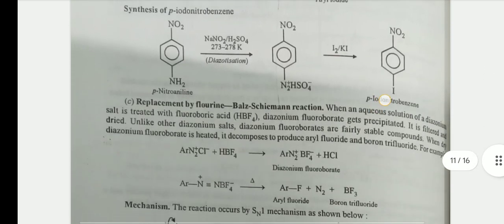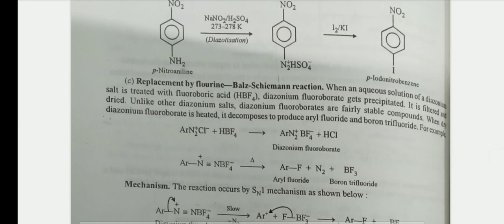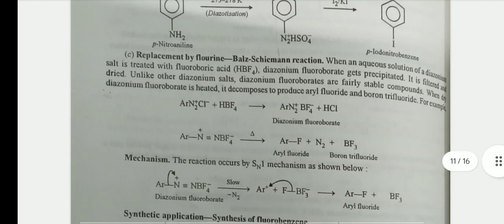Replacement by fluorine. Balz-Schiemann reaction. When an aqueous solution of a diazonium salt is treated with fluoroboric acid, diazonium fluoroborate gets precipitated. It is filtered and dried. Unlike other diazonium salts, diazonium fluoroborates are fairly stable compounds. When dry diazonium fluoroborate is heated, it decomposes to produce aryl fluoride and boron trifluoride.